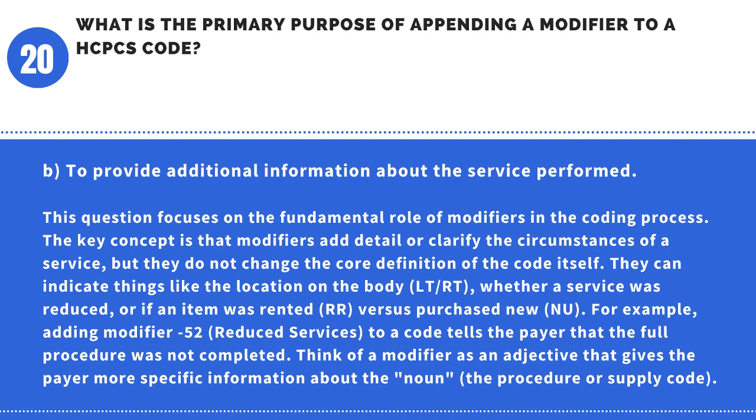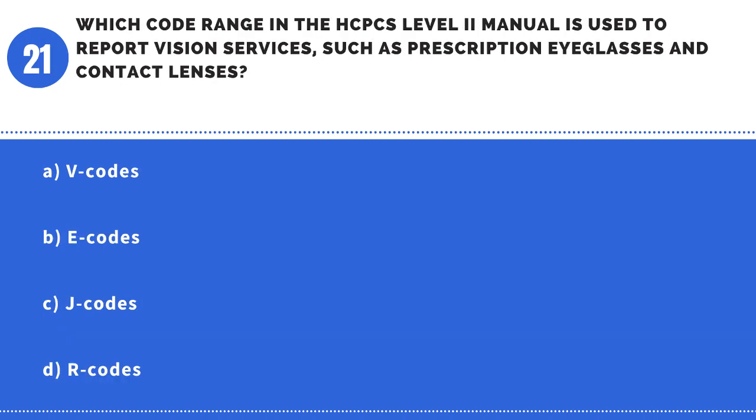Question 21. Which code range in the HCPCS Level 2 manual is used to report vision services, such as prescription eyeglasses and contact lenses? A.